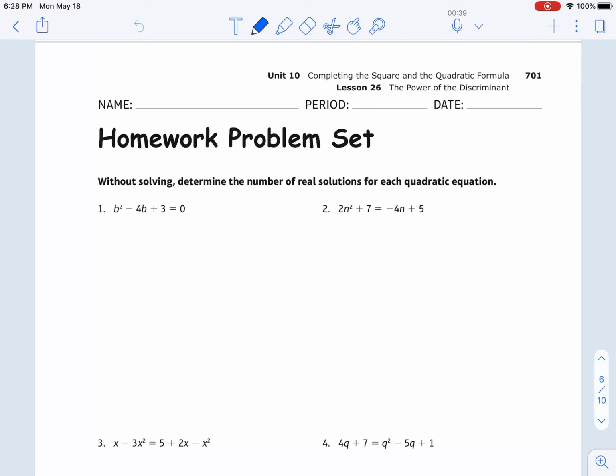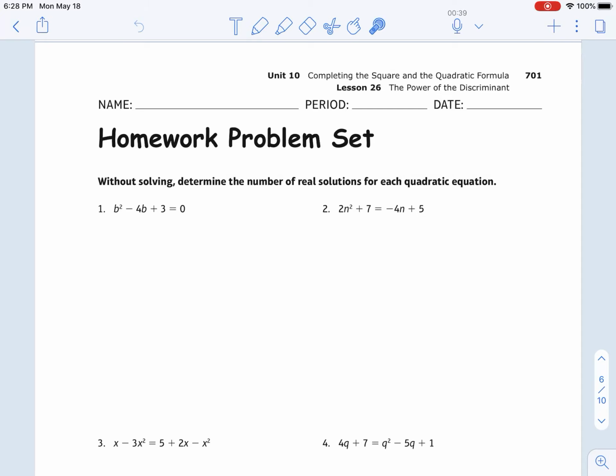So I went ahead and posted a blank copy of the practice from pages 701, 702. If you lost your book, you can just write them on a separate piece of paper and then take a picture of them, scan them in that way, and you'll be set. But one thing I want to be clear is please read the directions.